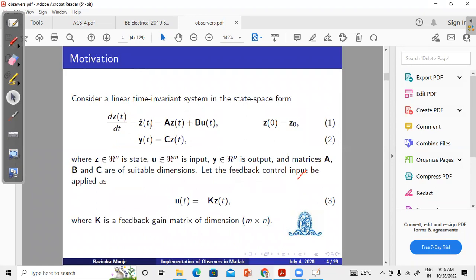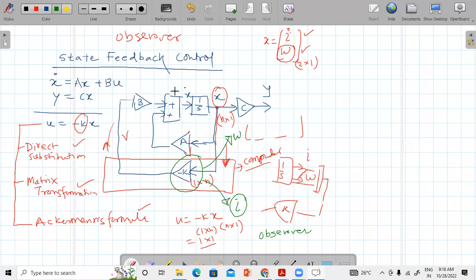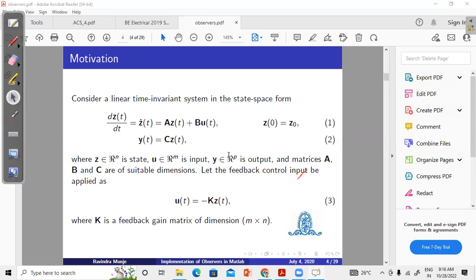So this is our general system. Here I am using z instead of x. So dz by dt, or z dot, is equal to az plus bu, y is equal to cz. This is our standard system that we have shown over here. This is the same system shown over there, only z is used instead of x. So z dot is equal to az plus bu, y is equal to cz, where the dimensions of z, u, and y are given. Matrices A, B, C are of suitable dimensions.